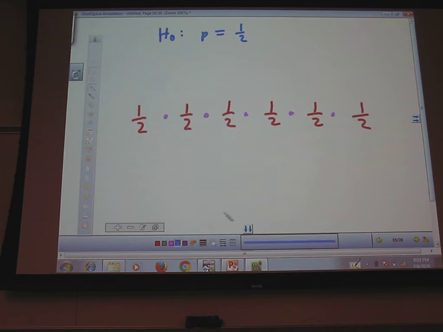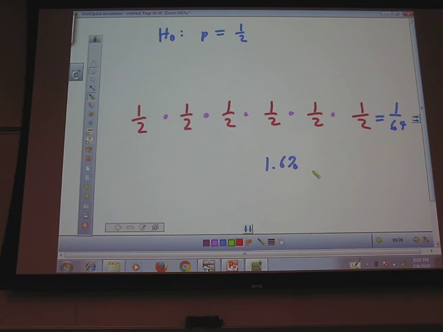And we end up getting 1/64, which I think we talked about last class was 1.6%. What's our guideline for unusual? Under 5. Yeah, 5% or less. Is this unusual? Yeah. Guys, is this unusual? Yes. So this is unusual.